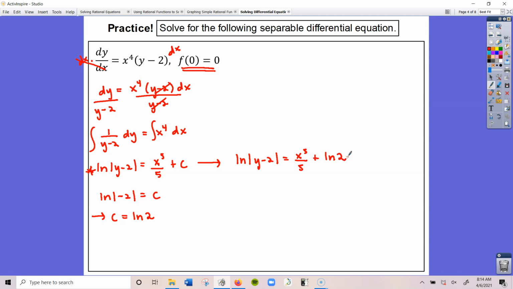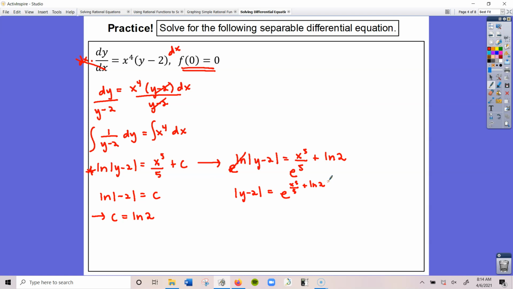Now, as I've mentioned, we want to solve for y. So what we have to do is, to get rid of this ln, we have to raise everything to the e. So I'm going to apply e here as well as e here. So this will cancel, and we have the absolute value of y minus 2 is equal to e, and then everything here is the exponent. So x to the 5th over 5 plus the ln of 2.